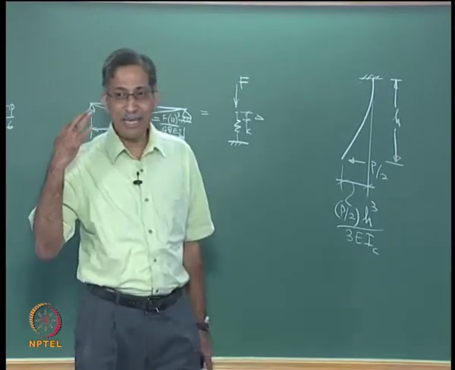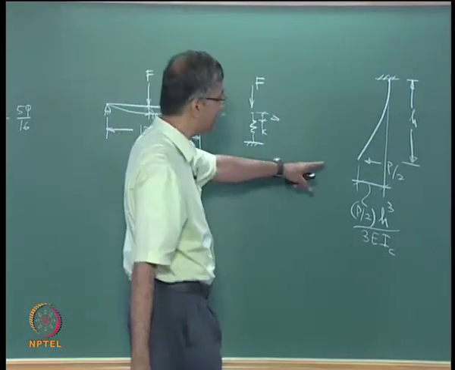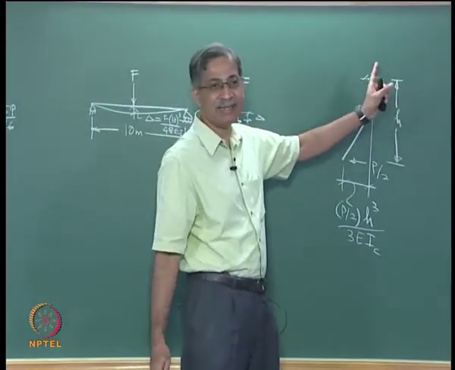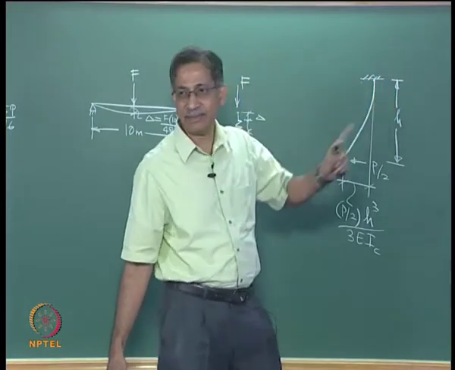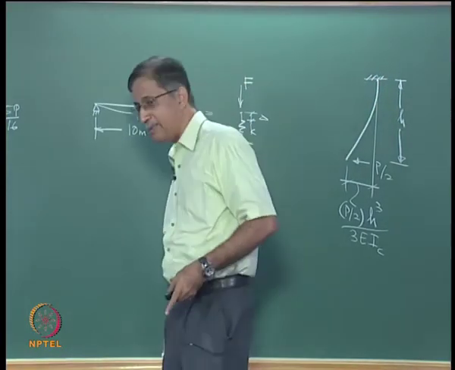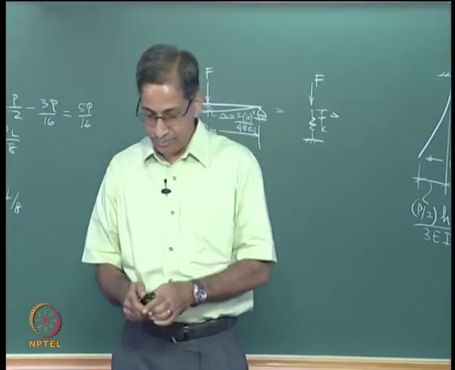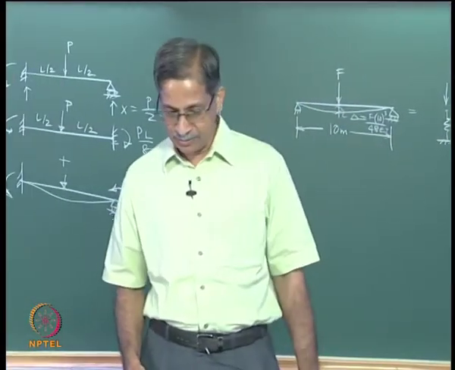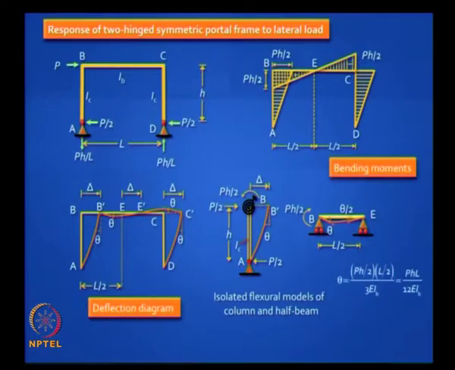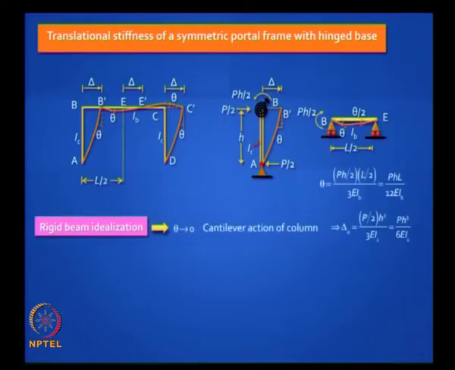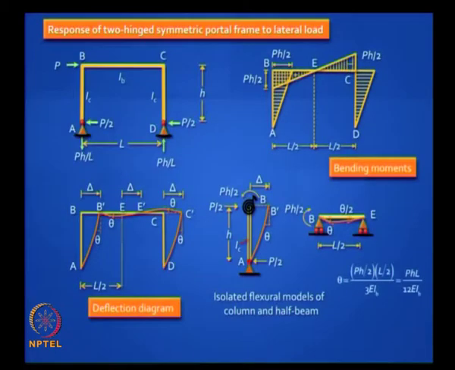You must be alert. Whenever you see a deflected shape like this, it should remind you it is like a fixed cantilever. Is it clear? And the formulas are there to help you. So it is not that tough. You must develop the ability to write this down. The other point to note is, you also know an expression for theta, right?